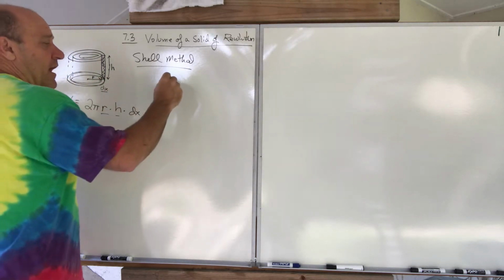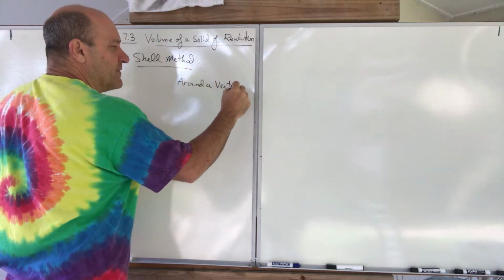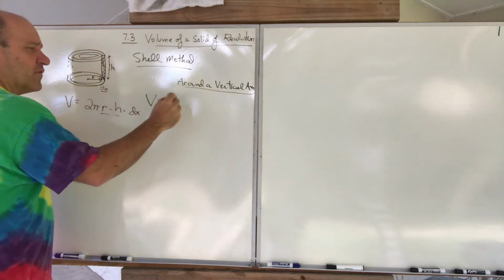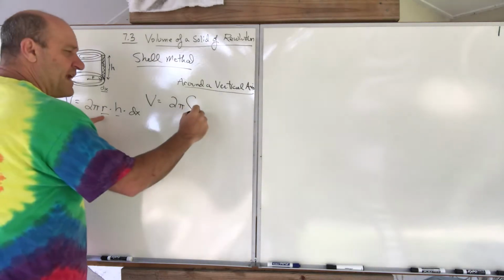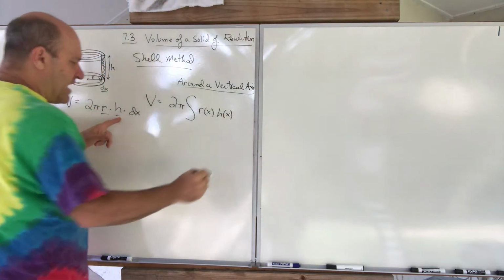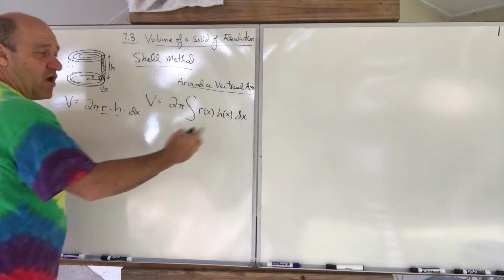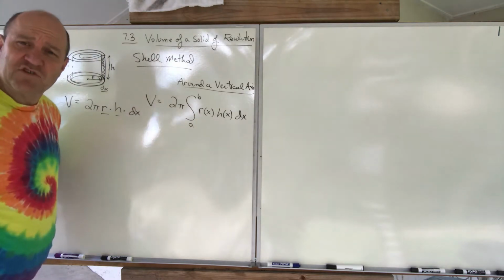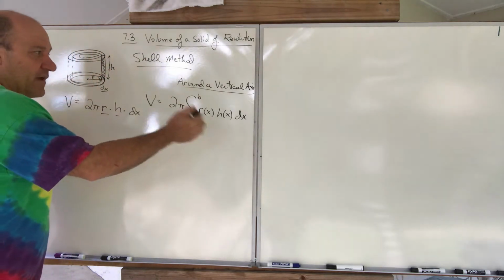So here we go. If I'm rotating around a vertical axis, like the y-axis, we're going to do an example in a minute, then I've got this formula for the shell method. It's got 2 pi out in front of the integral. It's got this radius that might be a function of x, and it's got this height that could be a function of x, and then it's got the thickness of the shell, dx. So that's our three dimensions to make it a volume. And we integrate from A to B. So here's the formula for the shell method. It's different geometry, different formula than the disk method, as you can tell.